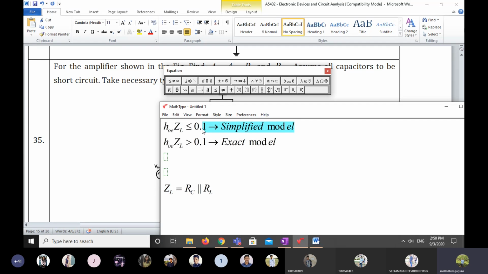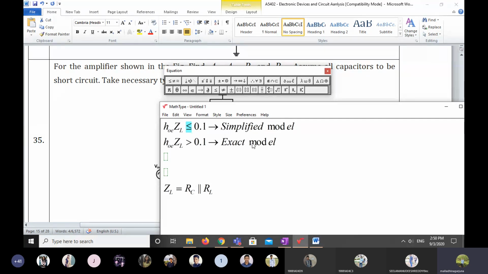Less than or equal to 0.1 means that the effect of HOE into ZL is less than 10%. 0.1 is nothing but 10%. So this indicates that the effect of HOE on output is less than 10% only. Less than 10% means obviously you can go with the simplified model. If the result is greater than 0.1, the effect of HOE is above 10% on the output parameters. So based on that result, you can take either the simplified model or the exact model.